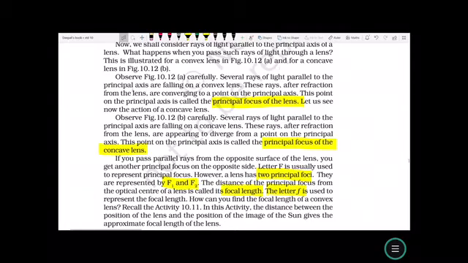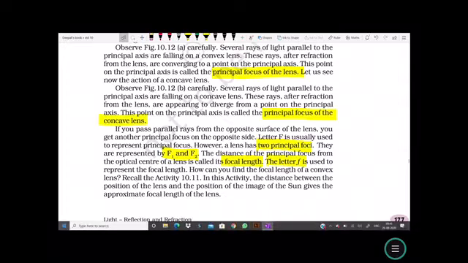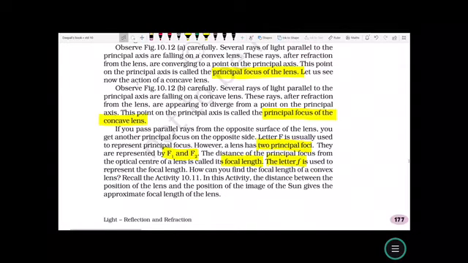Observe figure 10.12a carefully. Several rays of light parallel to the principal axis are falling on a convex lens. These rays, after refraction from the lens, are converging to a point on the principal axis. This point on the principal axis is called the principal focus of the lens.